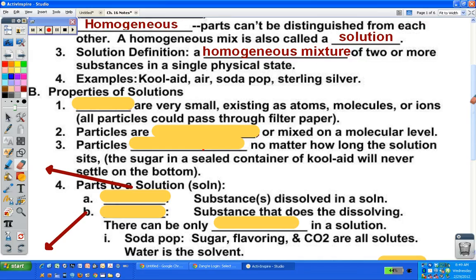B, properties of solutions. The particles in a solution are very small. They exist as atoms, molecules, or ions. All of the particles in a solution can pass through filter paper.